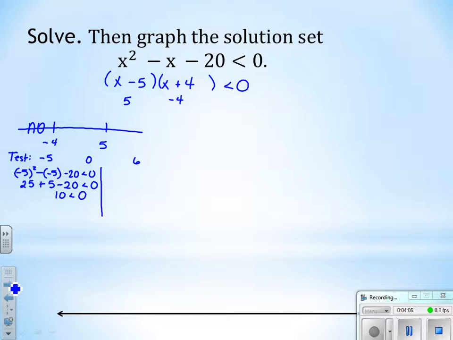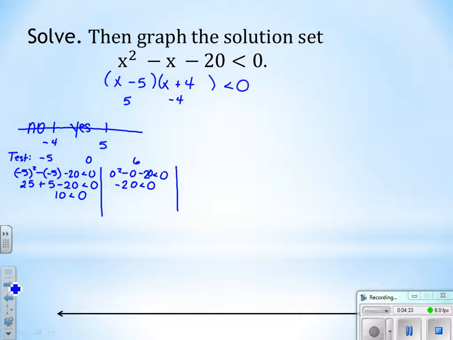Okay, now we're going to test the 0. So 0 squared minus 0 minus 20 less than 0. Whoops, that's a 20. So negative 20 less than 0, that is true. Negative numbers are always smaller than 0. So this interval between negative 4 and 5 is where we would find solutions.